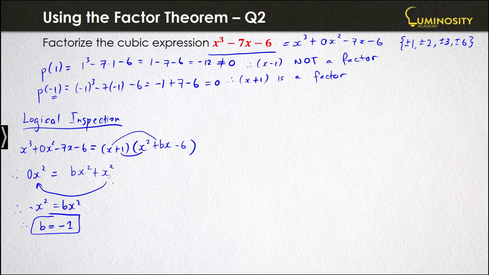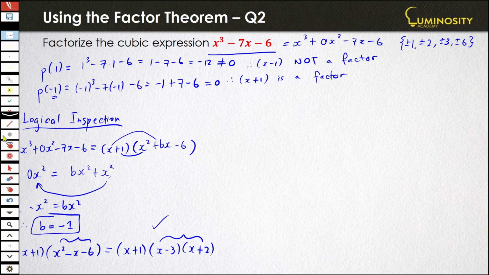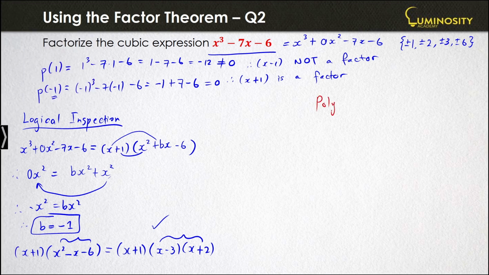So this expression can be factorized as x plus 1 times x squared minus x minus 6. But this quadratic expression can also be further factorized. So it's x plus 1 times x minus 3 times x plus 2. Because if I expand that expression out, then I get back x squared minus x minus 6. So that is the full cubic factorization of that term. However, let's do it through polynomial long division and double check.